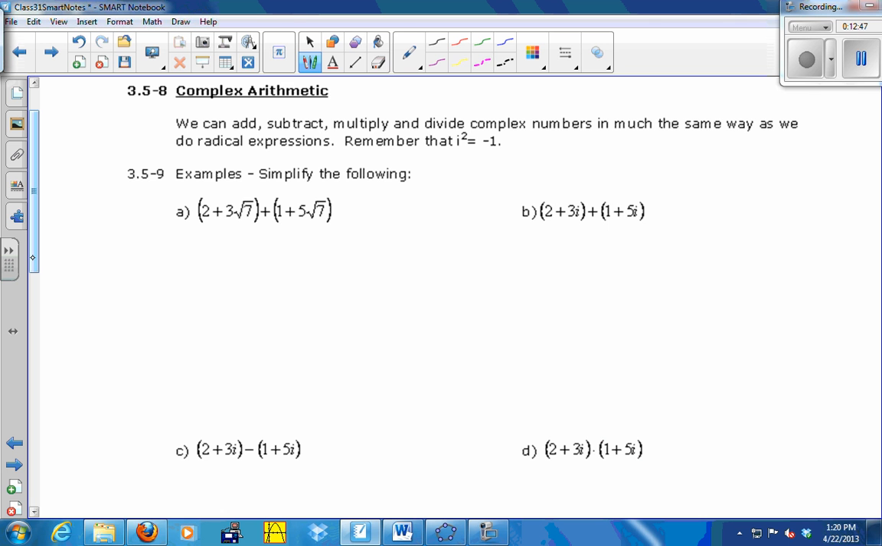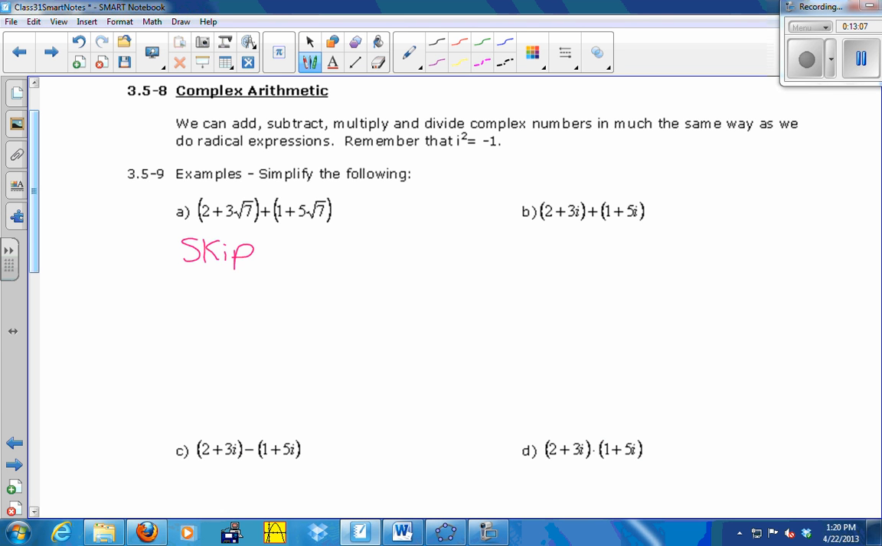So we want to be able to do arithmetic with these new kinds of numbers, these new complex numbers. You can add, subtract, multiply, and divide them, same way you would do with radical expressions. Just remember that i squared is -1. So I'm going to just skip this first one.